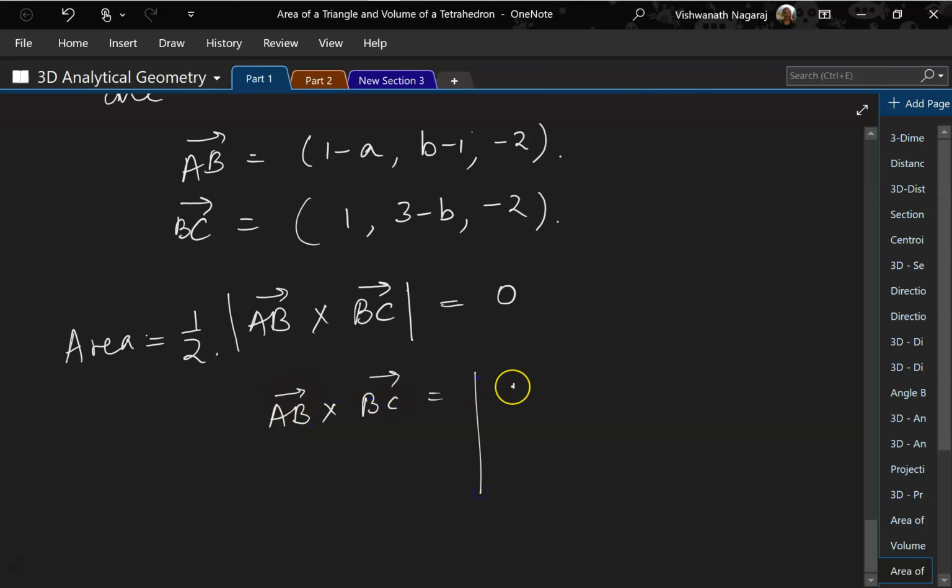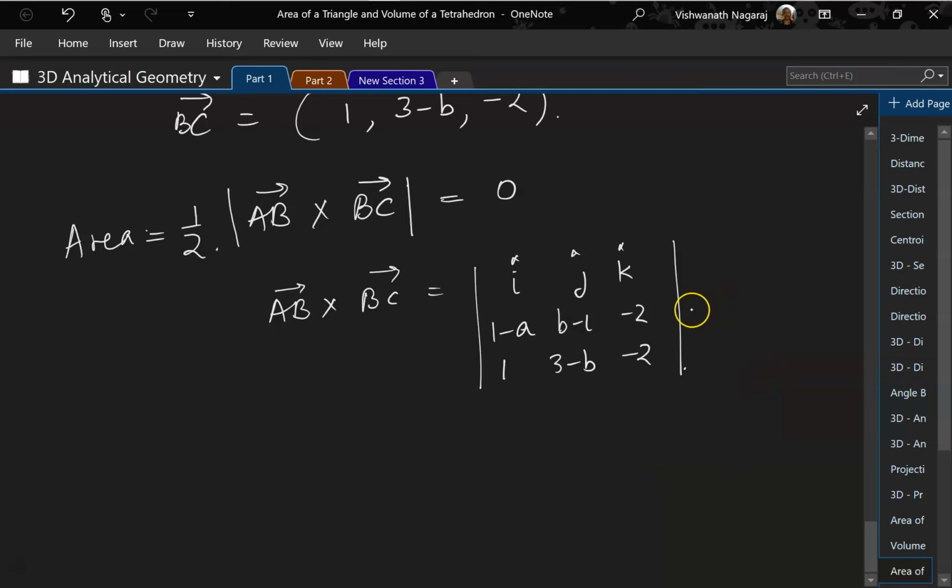Okay. So i, j, k. 1 minus a, b minus 1, minus 2. That is AB. BC is 1, 3 minus b, minus 2. Okay, now this, here half can't be 0. If the AB cross BC has some value, its magnitude would be the value itself without the sign. So that means the only option that is left is for this cross product to be 0. That means this should be equal to 0.